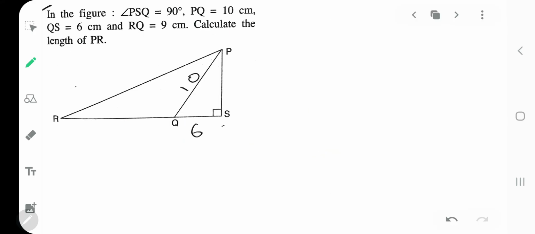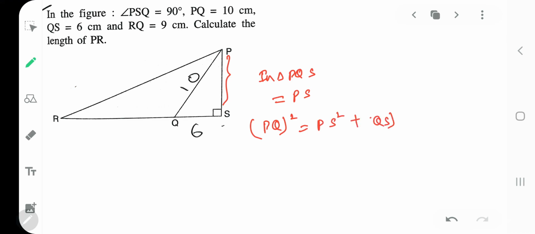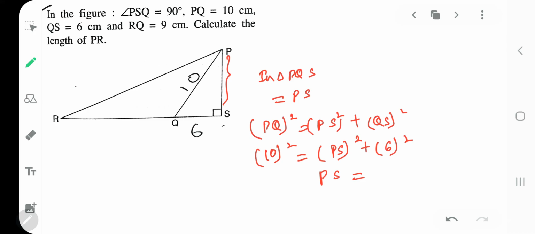Next you have in the figure PSQ is 90 degrees, PQ is given as 10, QS is given as 6. So in the small triangle PQS, first you have to find the value of PS. How will you go? PQ is the hypotenuse, so hypotenuse square is equal to first side square plus second side square. Am I correct with this? Yes, so you put the values and find PS. Yes, my dear kids, PS you will get as 8.